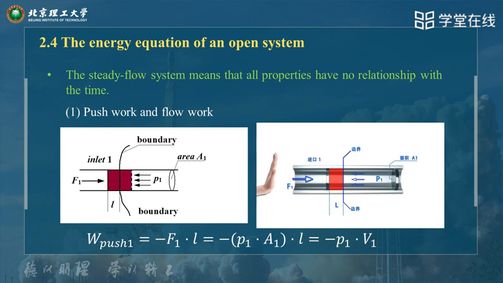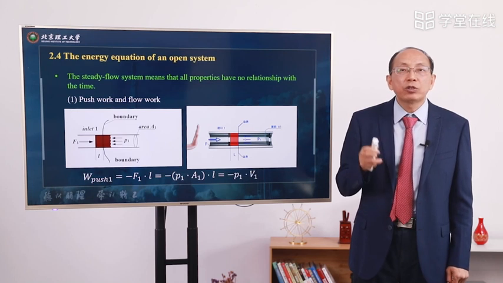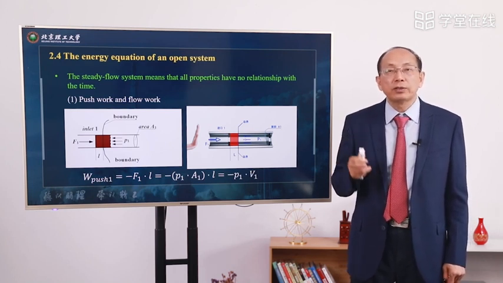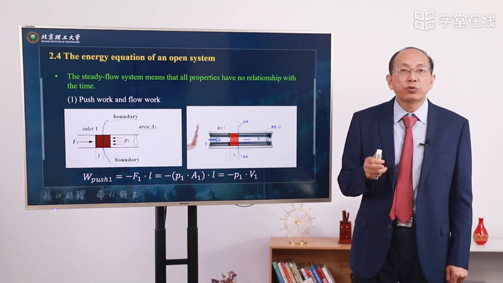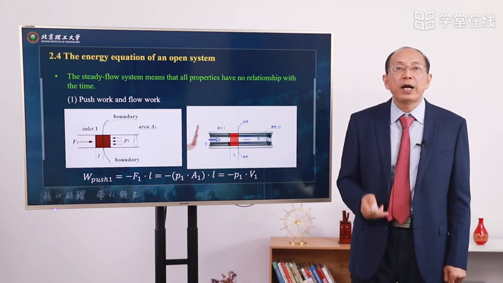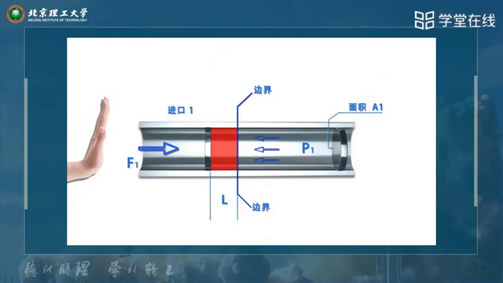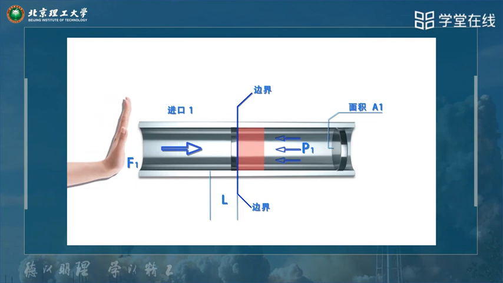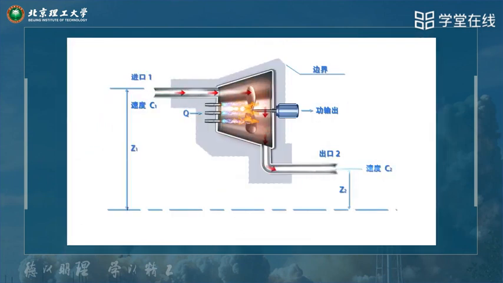F1 times L is the work we give the system. From the outside to the system, it is minus. So it is also minus P1 A1 dot L. We find A1 dot L is just the volume of the gas. So W push 1 is minus P1 dot V1. Here is a moving picture. Here's another moving picture.